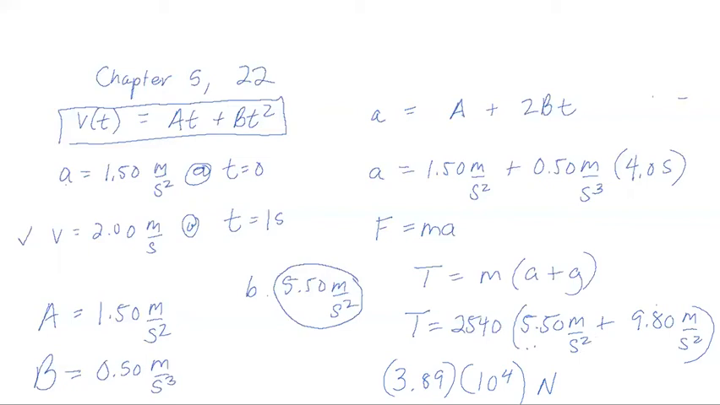All right. So we're asked to express it as a multiple of the weight. So thrust over weight is going to give us 3.89 times 10 to the 4th newtons divided by 2,540 kg times 9.8 meters per second squared. And the answer here is 1.56 weight. 1.56 W.